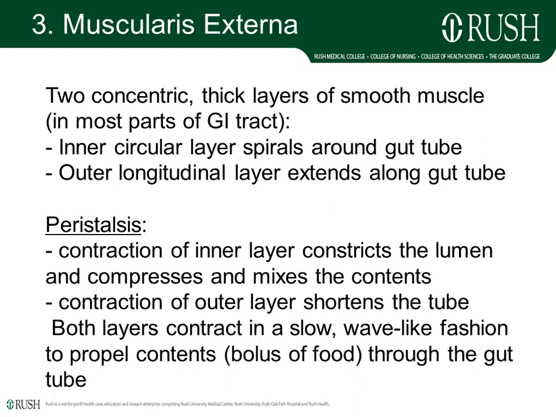This is the muscle layer that controls peristalsis. Contraction of the inner layer constricts the lumen, compresses and mixes the contents, whereas contraction of the outer layer can shorten the tube. And when both of these layers contract in a slow wave-like fashion, it propels the contents of the GI tract, the bolus of food, through the gut tube.